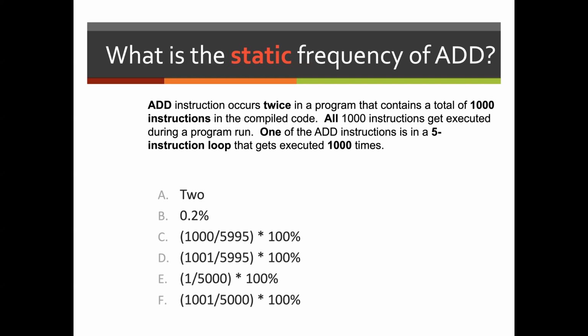So essentially, everything that we need to know to solve this static frequency problem is what is given to us in the first line of the question. The add instruction occurs twice in the program, and the program contains a total of 1,000 instructions in the compile code. So we say 2 divided by 1,000 times 100 gives us 0.2%.